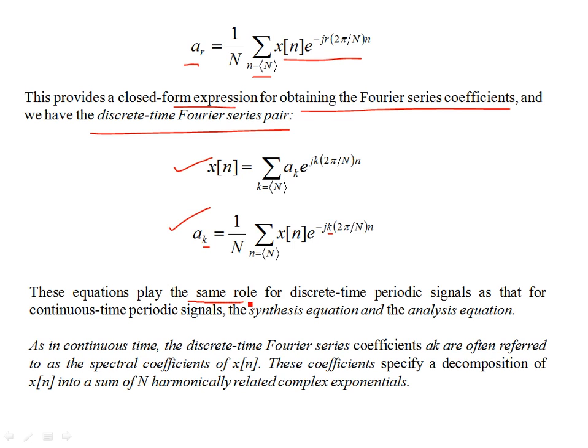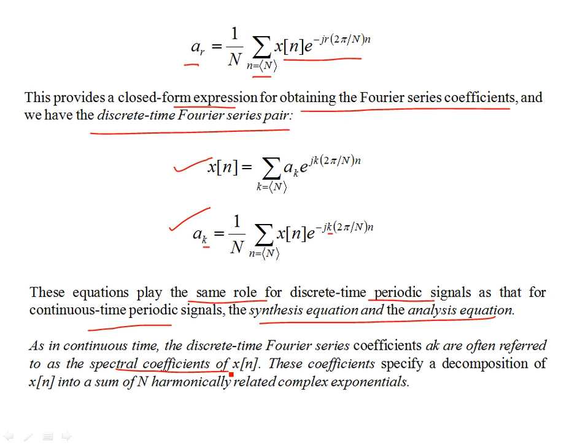So these equations play the same role for discrete time periodic signals as they do for continuous time signals, the synthesis equation and the analysis equation. This is your synthesis equation, and the second one is the analysis equation. As in the continuous time case, the discrete time Fourier series coefficients a_k are often referred to as the spectral coefficients of x of n.